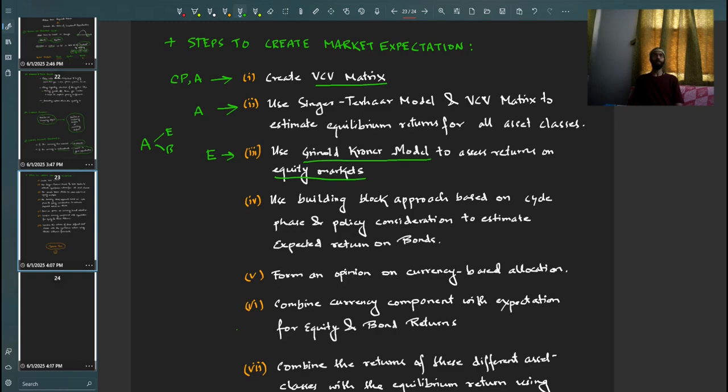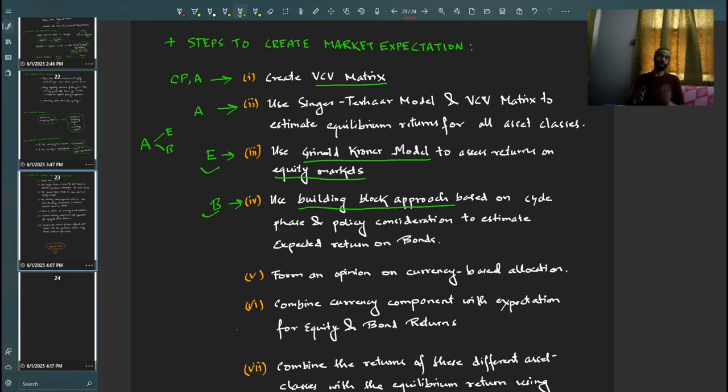The next step is we look into the bonds. For bonds, we use the building block approach. This means we use the risk-free rate, then we use the term premium, then the credit premium, then liquidity premium, and combining all this for different tenures, for different maturities, for different credit scenarios, we create expectations for returns on bonds. Now here in this flow chart, we are only going to talk about equities and bonds. We will not delve into alternate assets as of now.